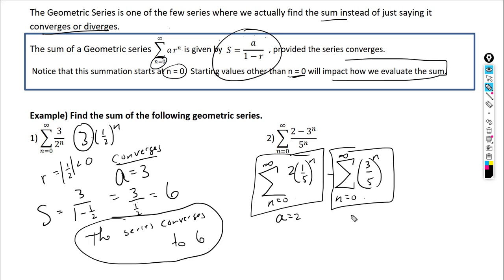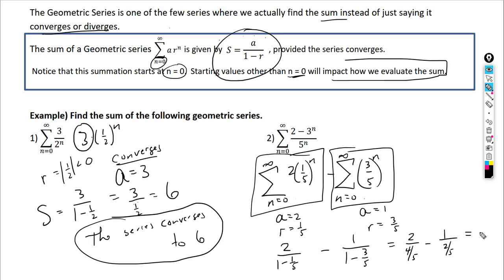So a is 2 here, a is 1 there. r is 1/5 here, and r is 3/5 there. So I get 2 over 1 minus a fifth, and I'm going to subtract from that 1 over 1 minus 3/5. That's equal to 2 over 4/5 minus 1 over 2/5. If I actually do the math, I get 10/4 minus 5/2. With common denominators, I get 0, which is kind of crazy. So this series is going to converge to 0.